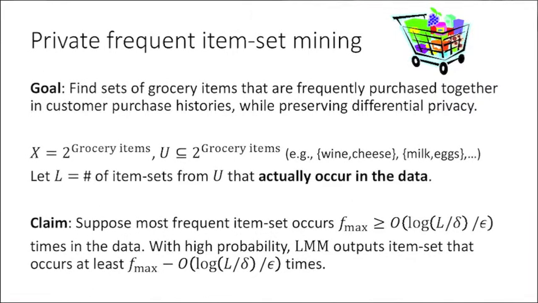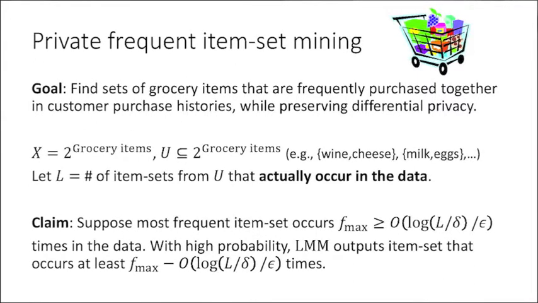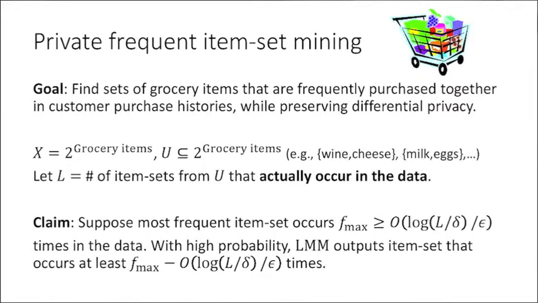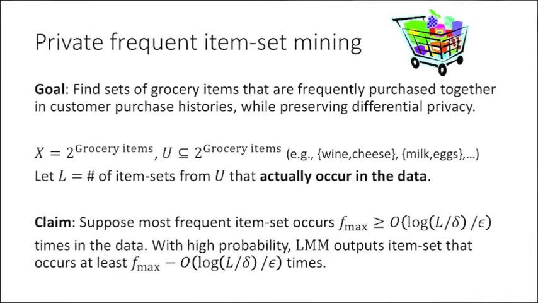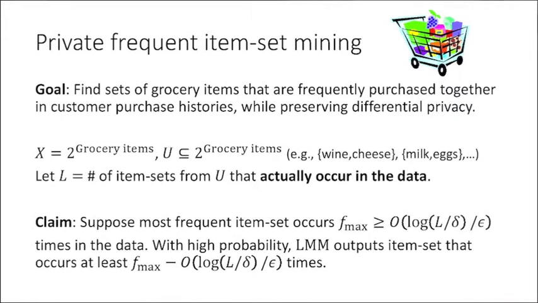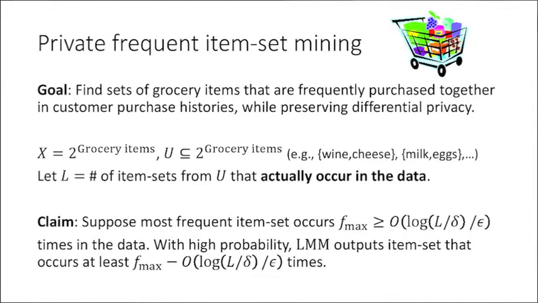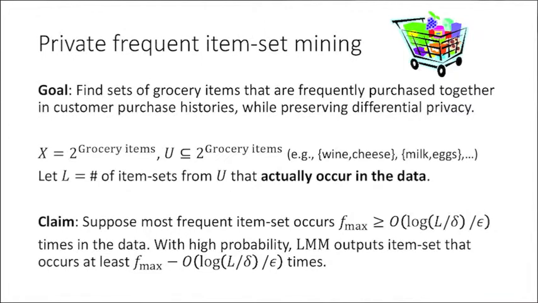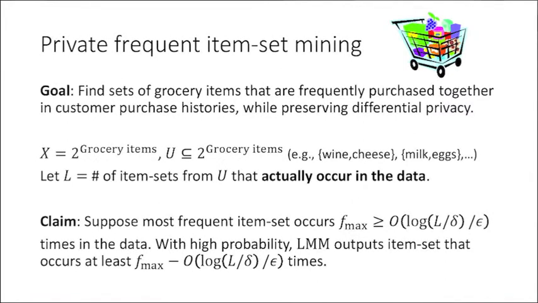So if the most frequent item set occurs at least log L over epsilon times in your data set, essentially, then using this large margin mechanism will return an item set that's, roughly, within a constant fraction of that frequency. So that's one really simple application where the inherent complexity is limited just because of the finite training set, and this algorithm is able to exploit that.